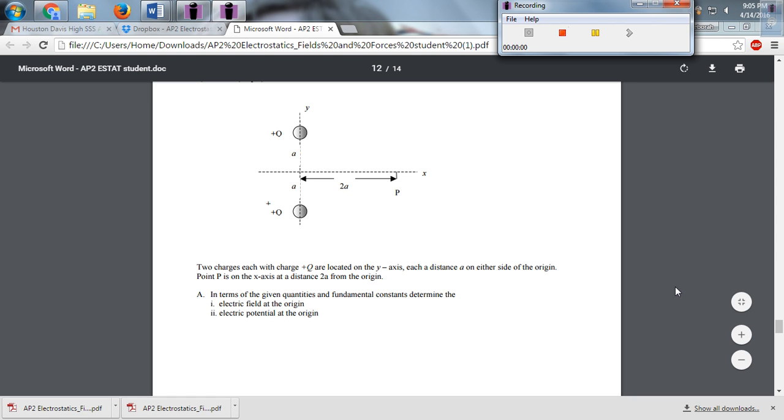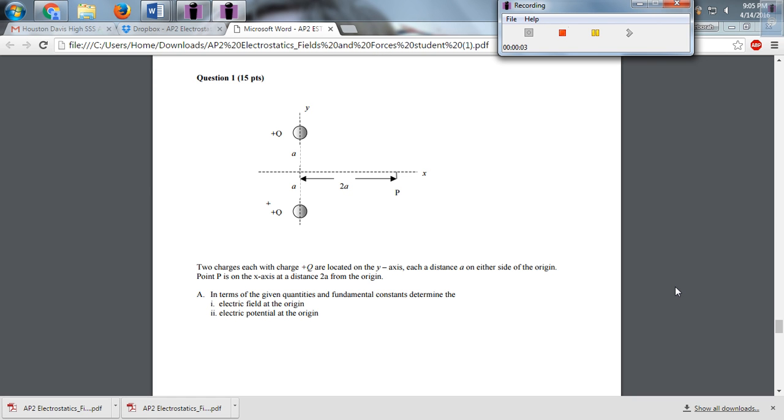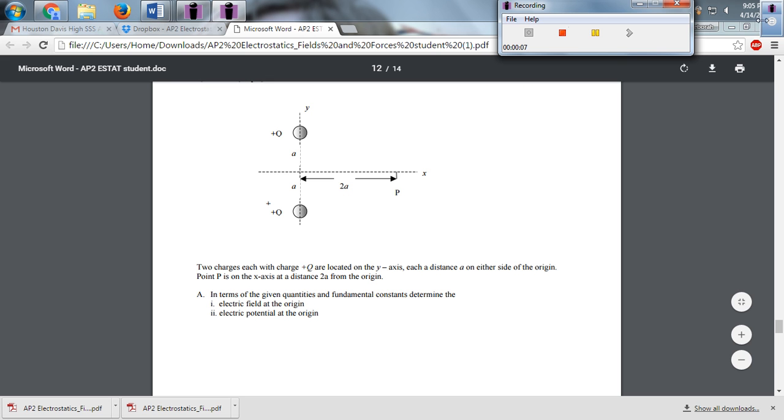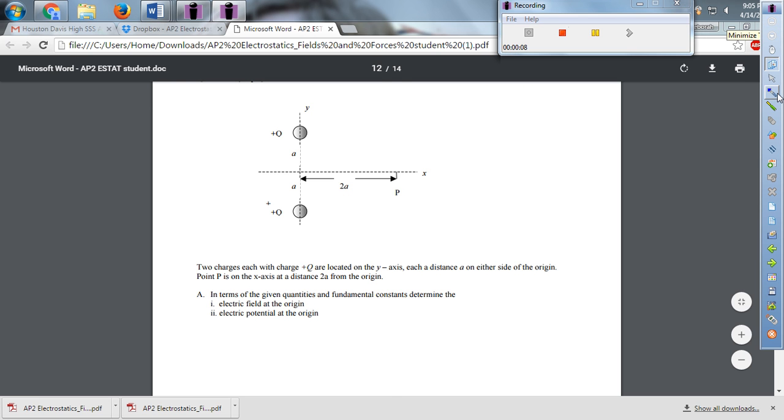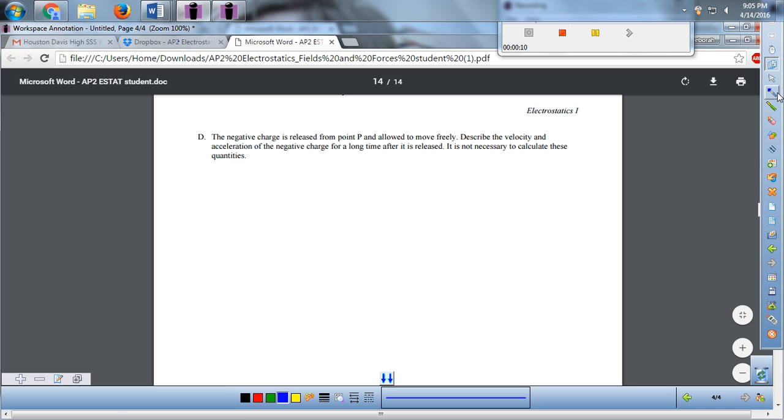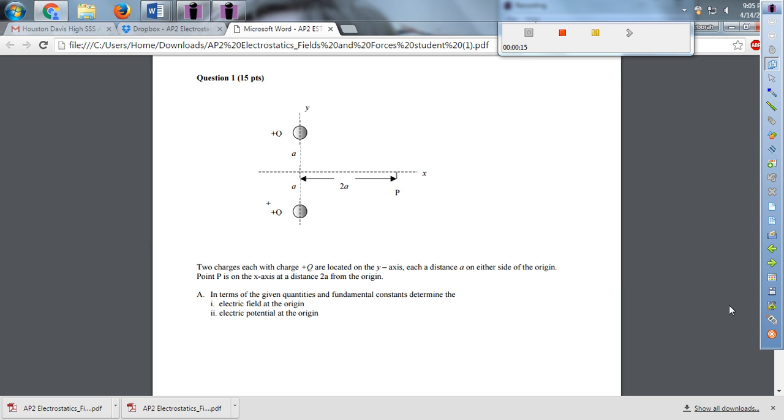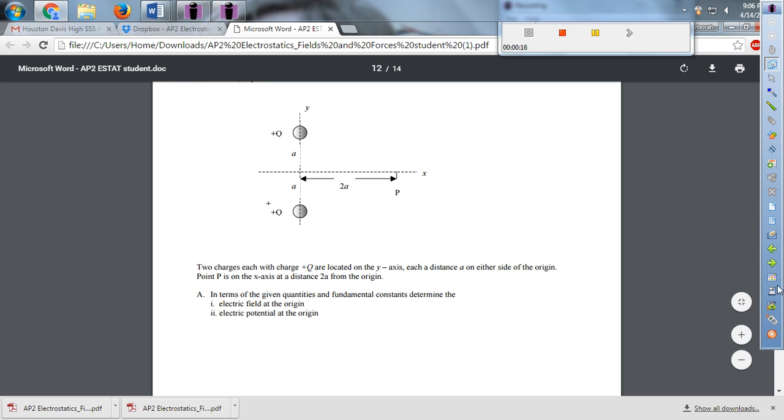Okay, so we want to get started with this Electrostatics 1, the very first free response question that was asked, and it's the only free response question asked in this packet. So if I can get this thing to cooperate, we're going to go right to there.